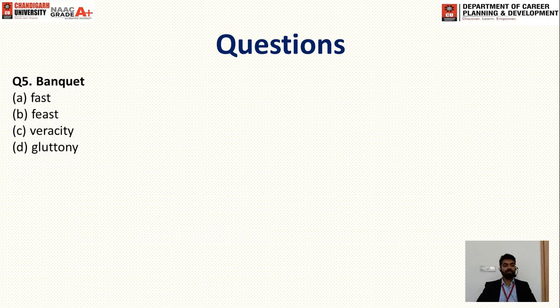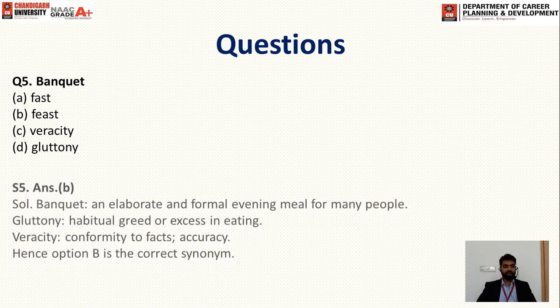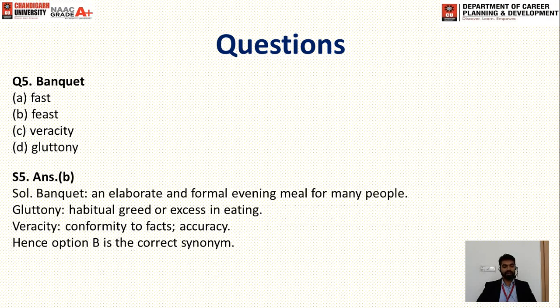Question number 5 is banquet. We have 4 options: fast, feast, voracity, and gluttony. Fast is when you have decided that you will not eat for a particular day. Feast is a dinner wherein a large number of people are expected to have dinner together. Veracity is sticking to accurate facts. Gluttony is greed or excess in eating. Veracity is conformity to facts, accuracy. Banquet is an elaborate and formal evening meal for many people. So option B, feast, is the correct answer.